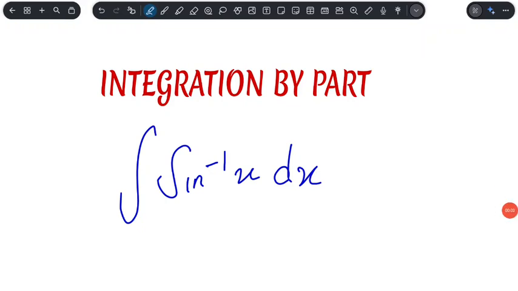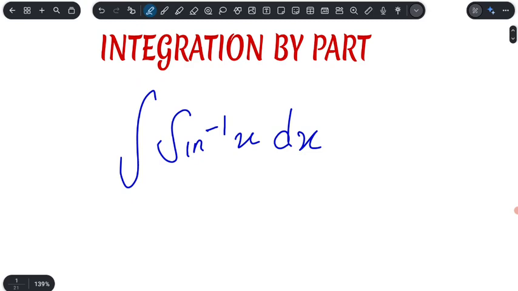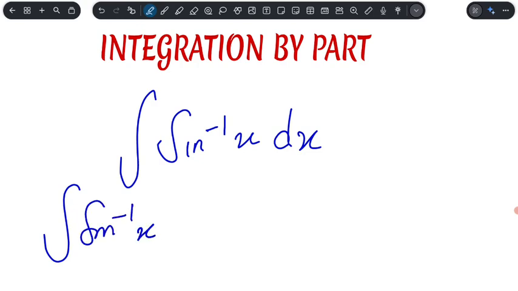This is integration by parts for the second function. We are here in this video to teach you how to integrate arc sine x dx. In integrating this, to make it easy to do, let's try to rewrite it in the form: integral arc sine x multiplied by 1 dx.